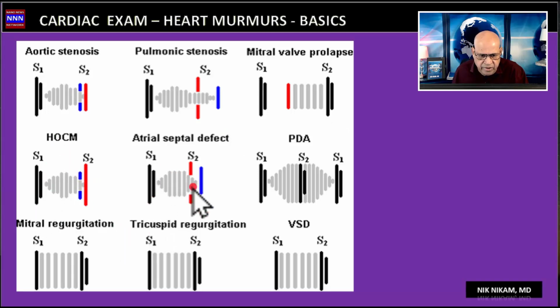With the atrial septal defect, again, anything that prolongs the right ventricular ejection phase increases the murmur beyond the aortic second sound. So we have a crescendo, decrescendo like that. Patent ductus arteriosus, we talked about the machinery murmur, and of course we also have the systolic murmur seen in mitral regurgitation, tricuspid regurgitation, and ventricular septal defect.